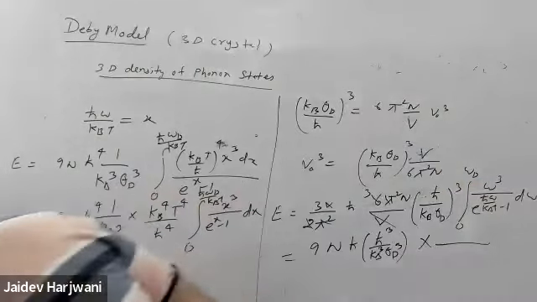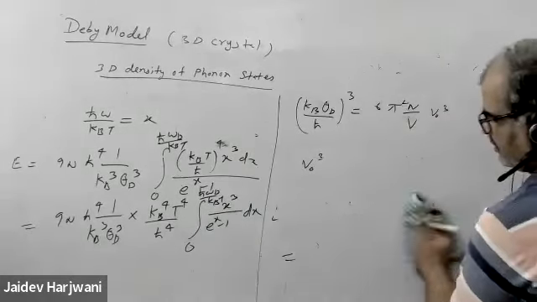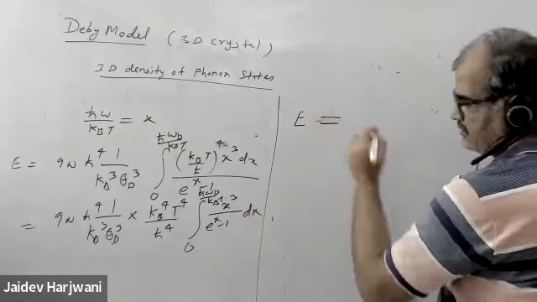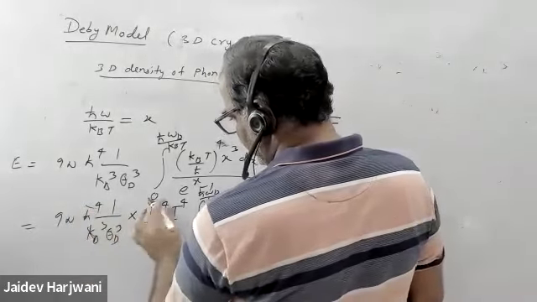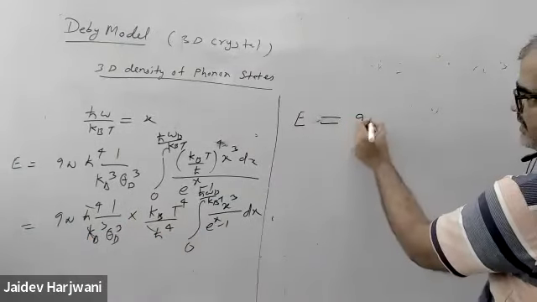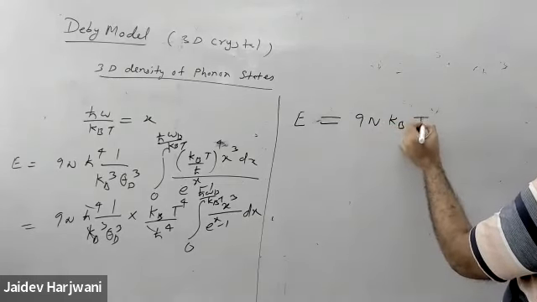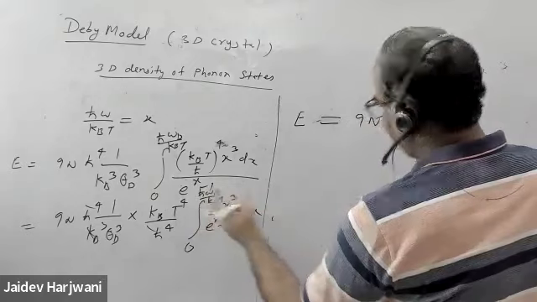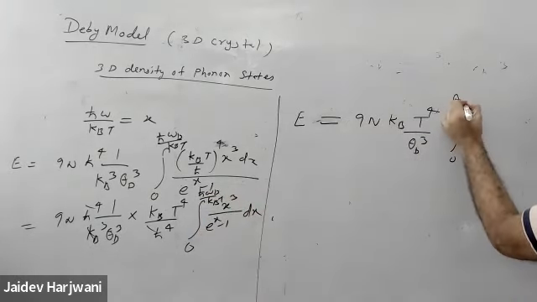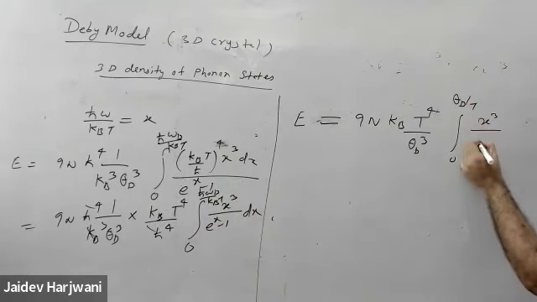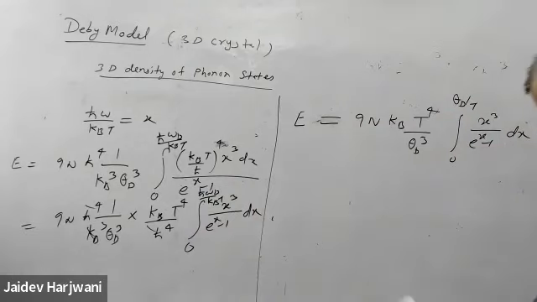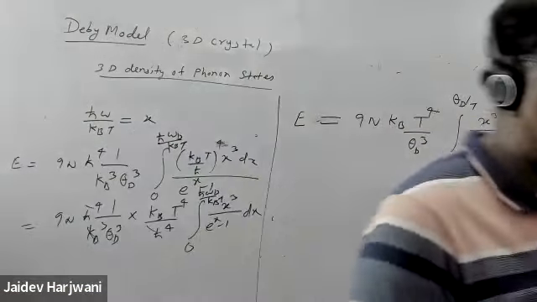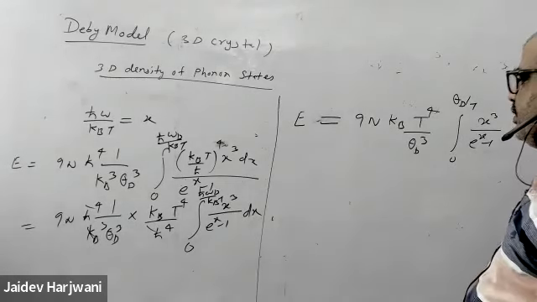You people do the calculations yourself, simple calculations. So now we can get a simple expression. This is the final expression you have to remember. Now ħ⁴ cancels, kB cancels. So now I have 9N kB T⁴ upon θD cube, and the integral from 0 to ħω_D upon kB, which I can write as θD upon T, of x cube over e^x minus 1 dx. This is the correct expression. Are you people getting this expression?